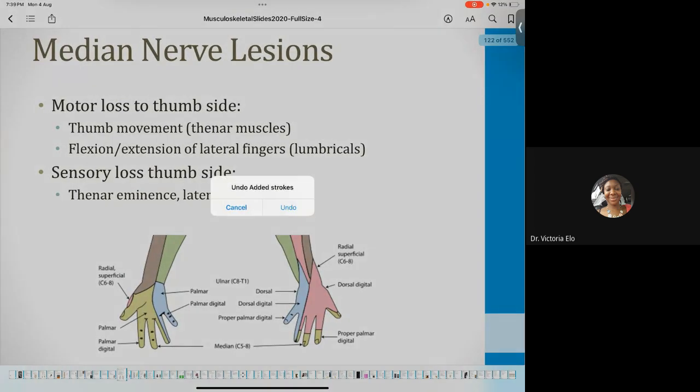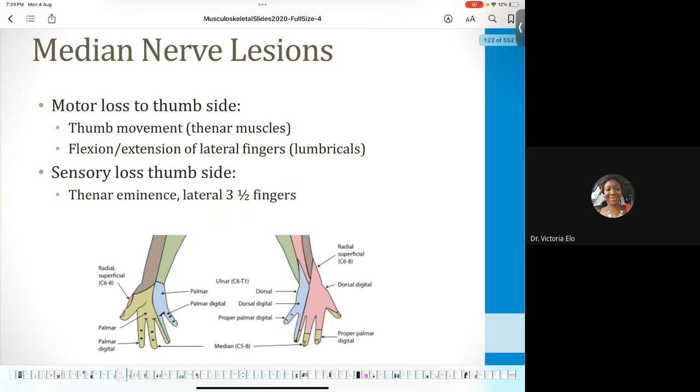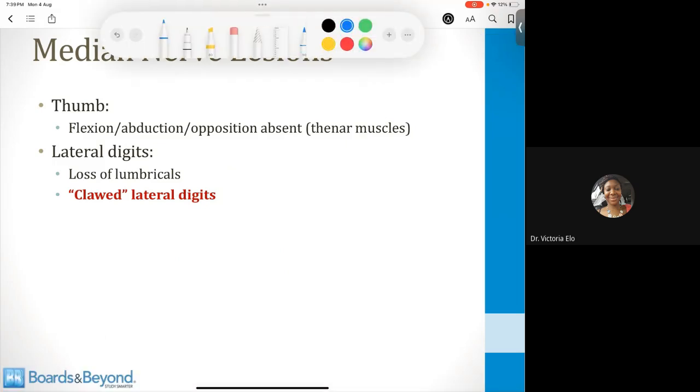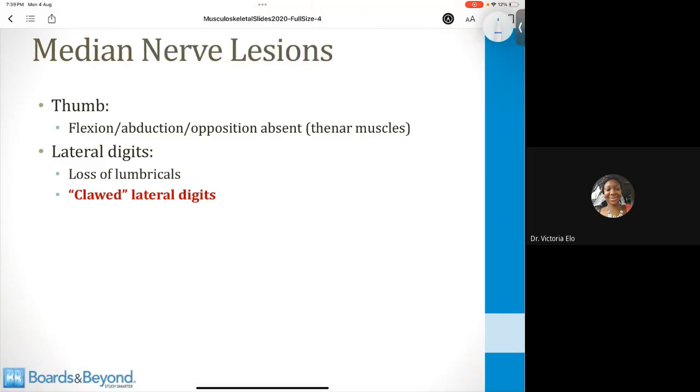So median nerve lesions, we have discussed again and again: loss of the thenar muscles, loss of the lateral two lumbricals, and loss of sensation over the lateral three and a half digits. So in median nerve injury, you are going to have the claw of the lateral digits. We know that. So let's discuss it here.